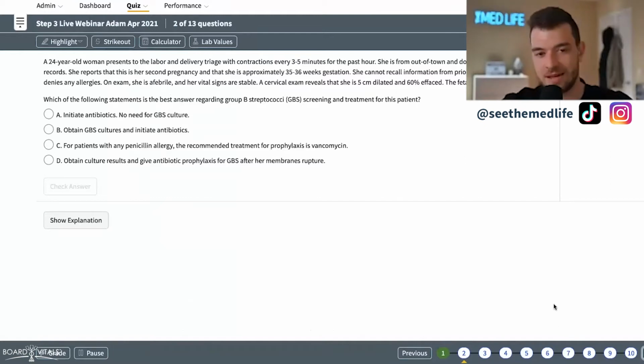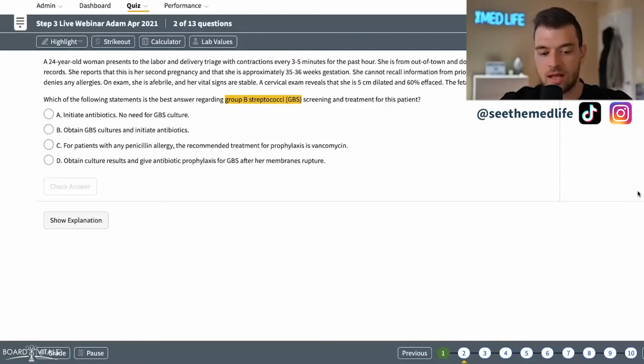Let's do this the way that I just recommended, and we'll get into the habit of doing that together. So let's read the last line. Which of the following statements is the best answer regarding Group B strep screening and treatment for this patient? So we know that this is going to be a Group B strep question. If you're studying for Step 3 or even Step 2, this is a very high yield topic. It's why I picked this question. You will see one of these on test day.